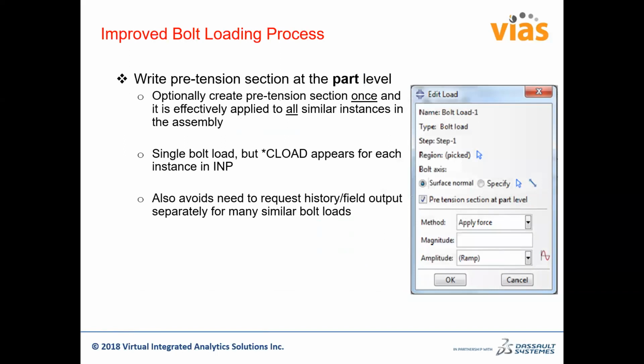Mostly what I like about this improvement is that now you can define that bolt loading at part level. So now you have a part, and using that part, you may have multiple bolts in the assembly. So you don't have to specify that bolt load for each and every instance individually. You specify that at the part level, and every instance of that bolt will have that bolt load defined.